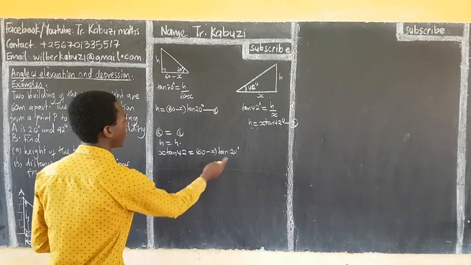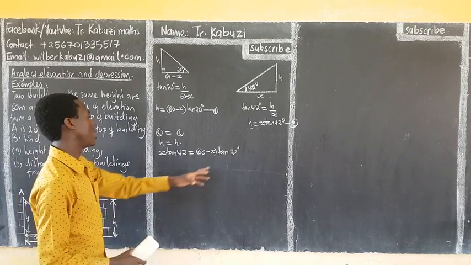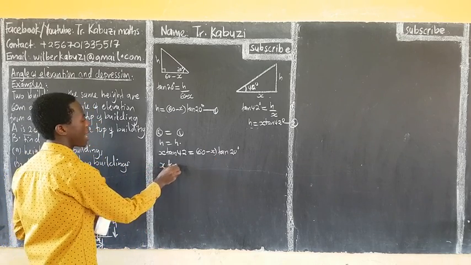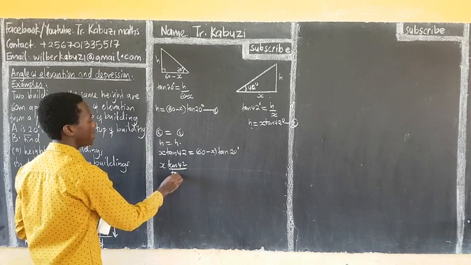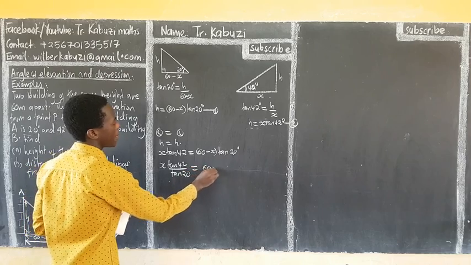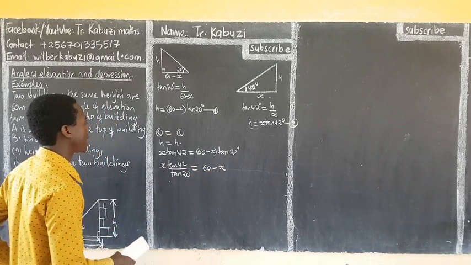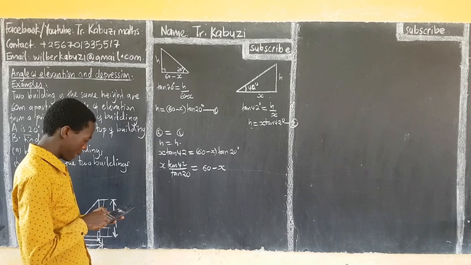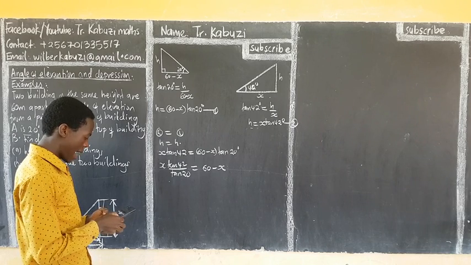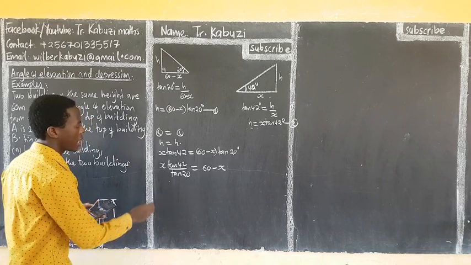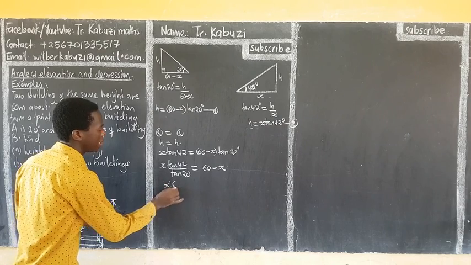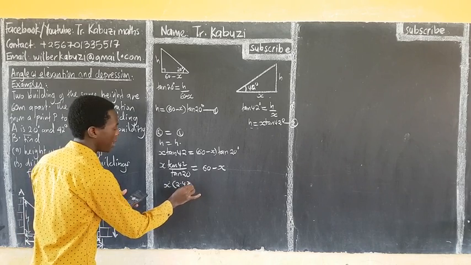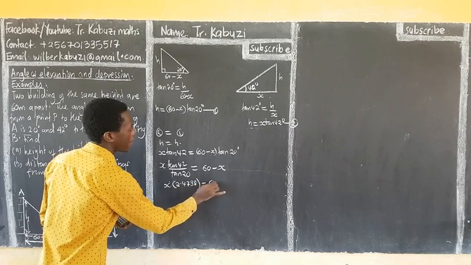So what are you going to do? You can open brackets and take this side, or you first divide through by tan 20. We have X tan 42 over tan 20 equaling 60 minus X. Now divide tan 42 by tan 20, and you get X times 2.4738 equaling 60 minus X.